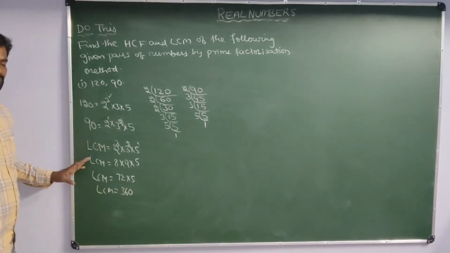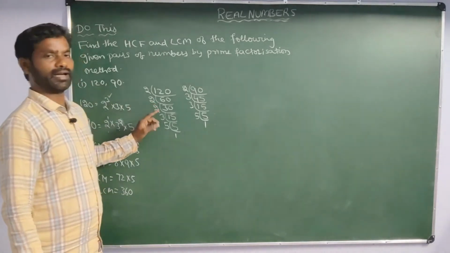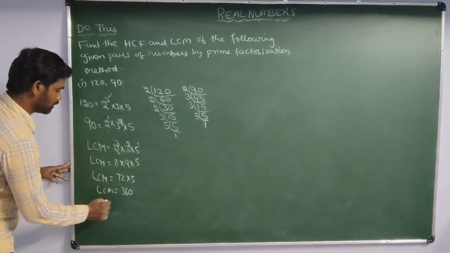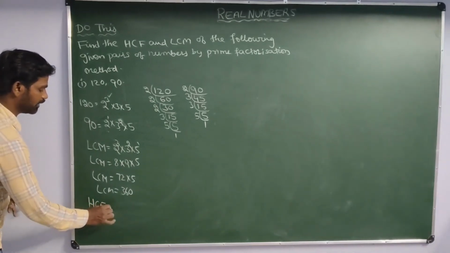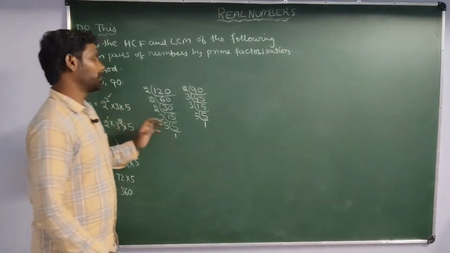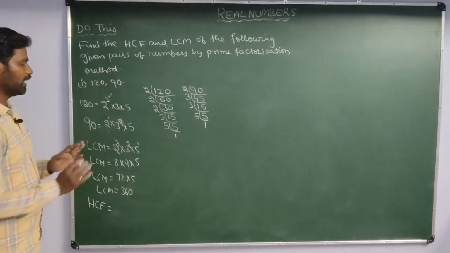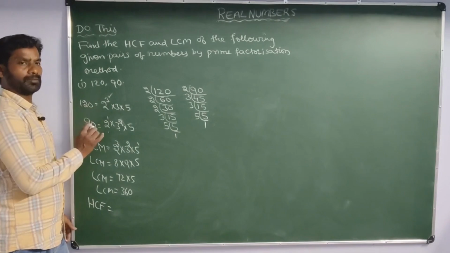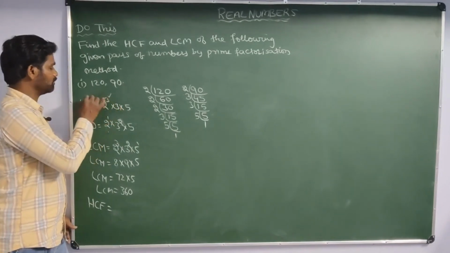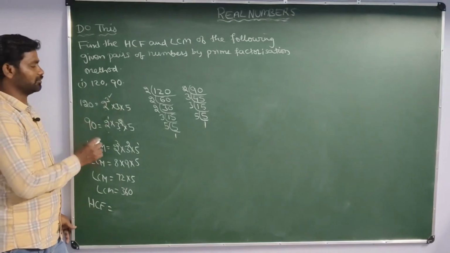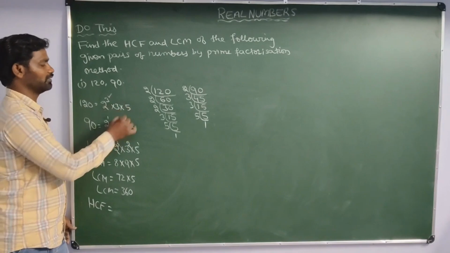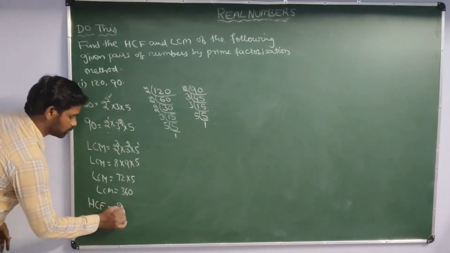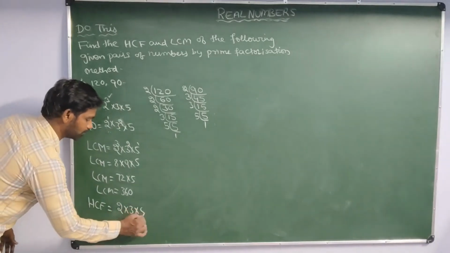So what is the LCM? LCM of 120 and 90 is 360. Next we have to find HCF. Quite opposite to LCM. So we have to check the common numbers. The common prime factors in both 120 and 90 are 2, 3 and 5. So you write 2 into 3 into 5.